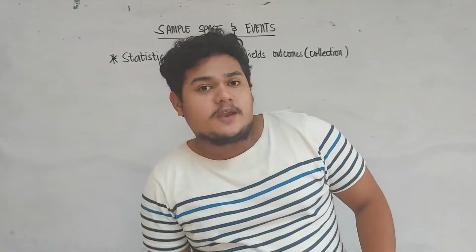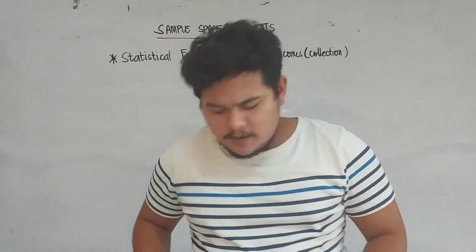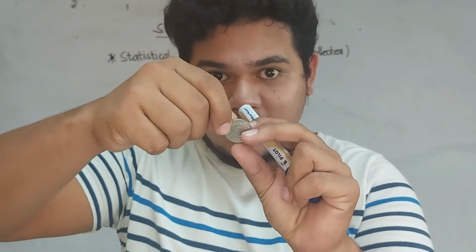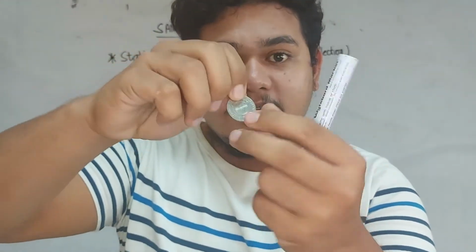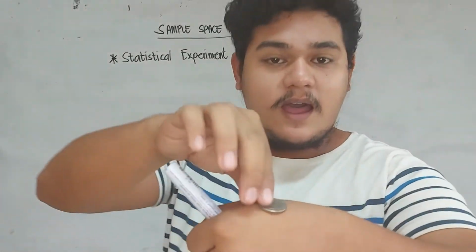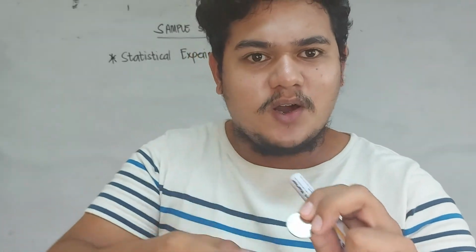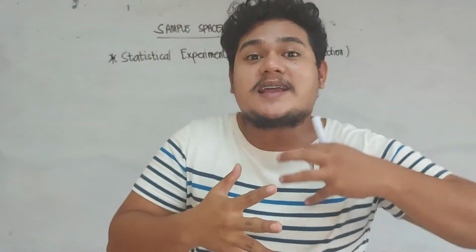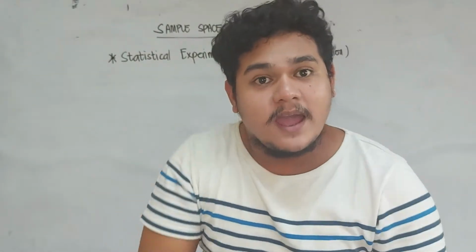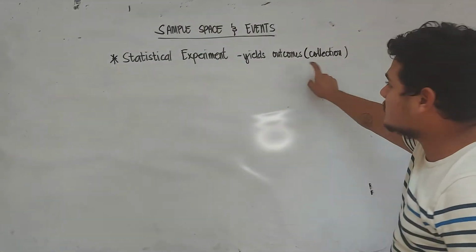For example, I have a coin here. A coin could either be a head or a tail. If you're going to toss it, you could either have a head or a tail. There is a statistical method used there, by tossing it you understand whether the result is a head or a tail. That is a collection of outcomes.